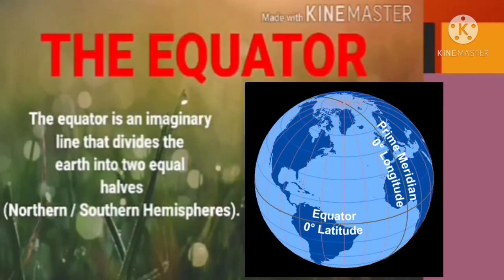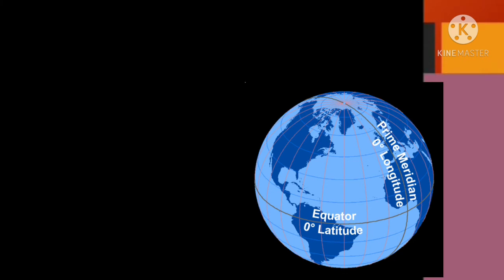Now, the equator is that imaginary line that divides the earth into two equal halves. You have the northern hemisphere, which is the upper part of the earth, then the southern hemisphere, which is the down part of the earth. Can you see that image showing the equator, the imaginary line, trying to divide the earth into two equal parts?